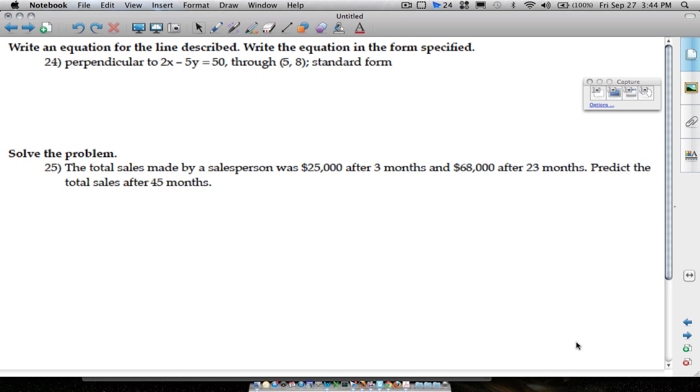All right, number 24. Write an equation for the line described. Write the equation in the form specified. We want to write this equation in standard form. So that's going back to that ax plus by equals c.